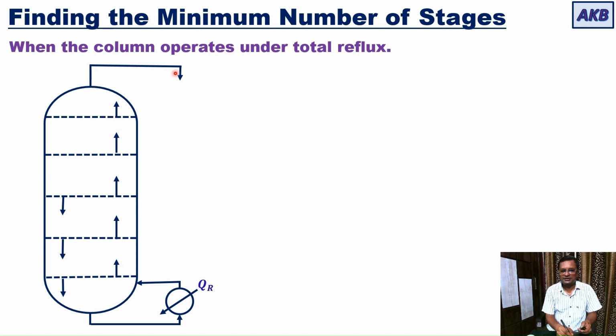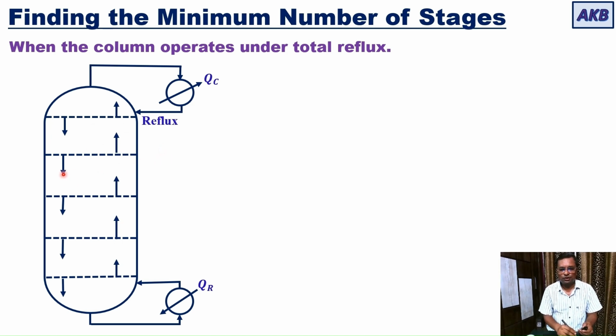Those vapors will be rising. They will be taken out from the top. They will be cooled in the condenser to get the condensate, and all of the condensate will be returned back to the column as reflux. So all condensate is returned as reflux. No distillate is taken out. So this is how you can represent a column that is operating under total reflux.